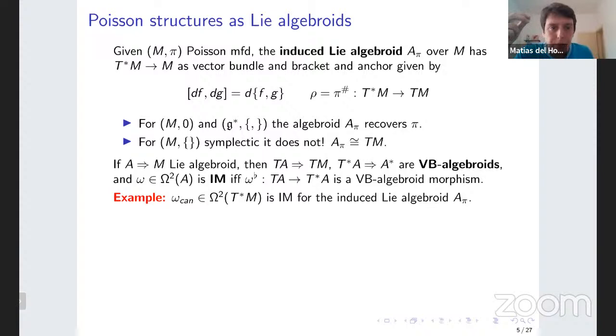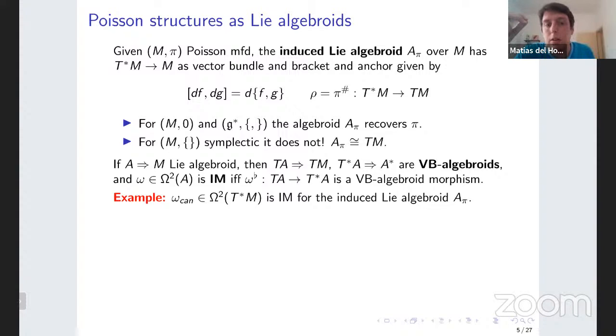So the point is, for a Lie algebroid, its tangent and cotangent spaces are actually VB algebroids, vector bundle objects in the Lie algebroid setting. And a two-form on A is going to be called IM, infinitesimally multiplicative, if when seeing it as a map from TA to T*A, it is a Lie algebroid morphism. This is just a definition, but then the key remark is that the canonical symplectic structure on T*M is compatible with the induced Lie algebroid structure, as shown by Enrique Burton, Alejandro Cabrera, and Cristian Ortiz.